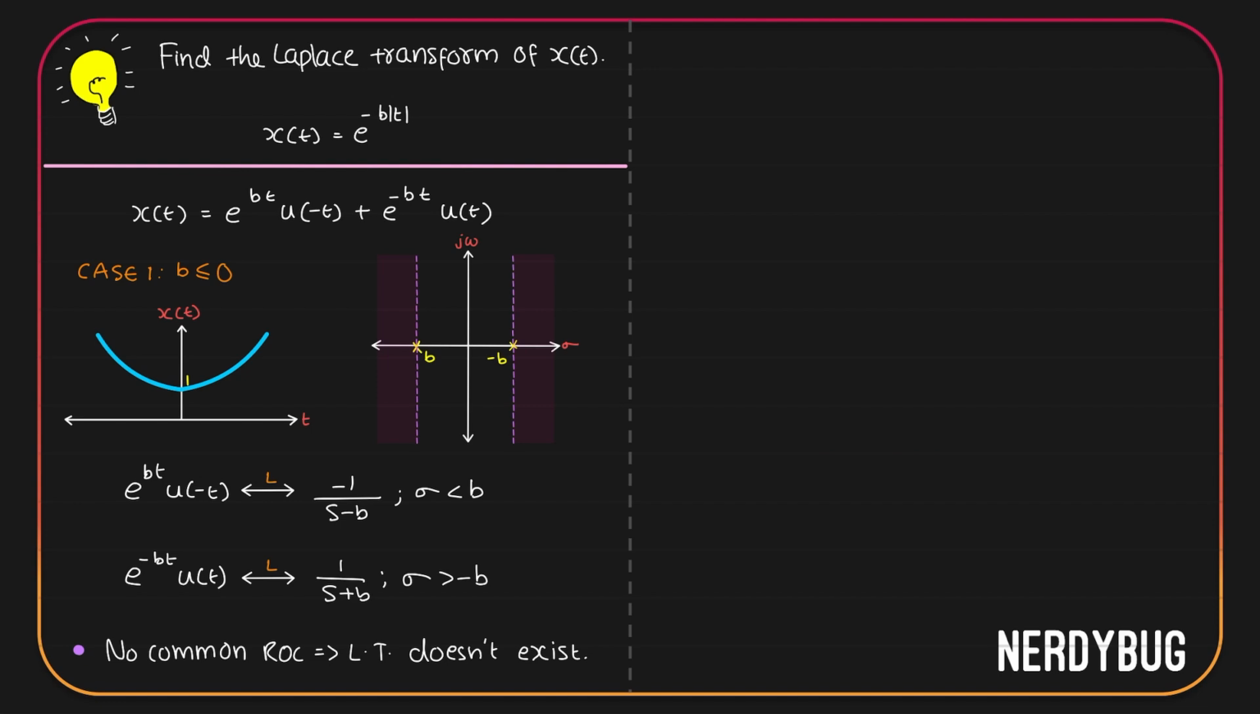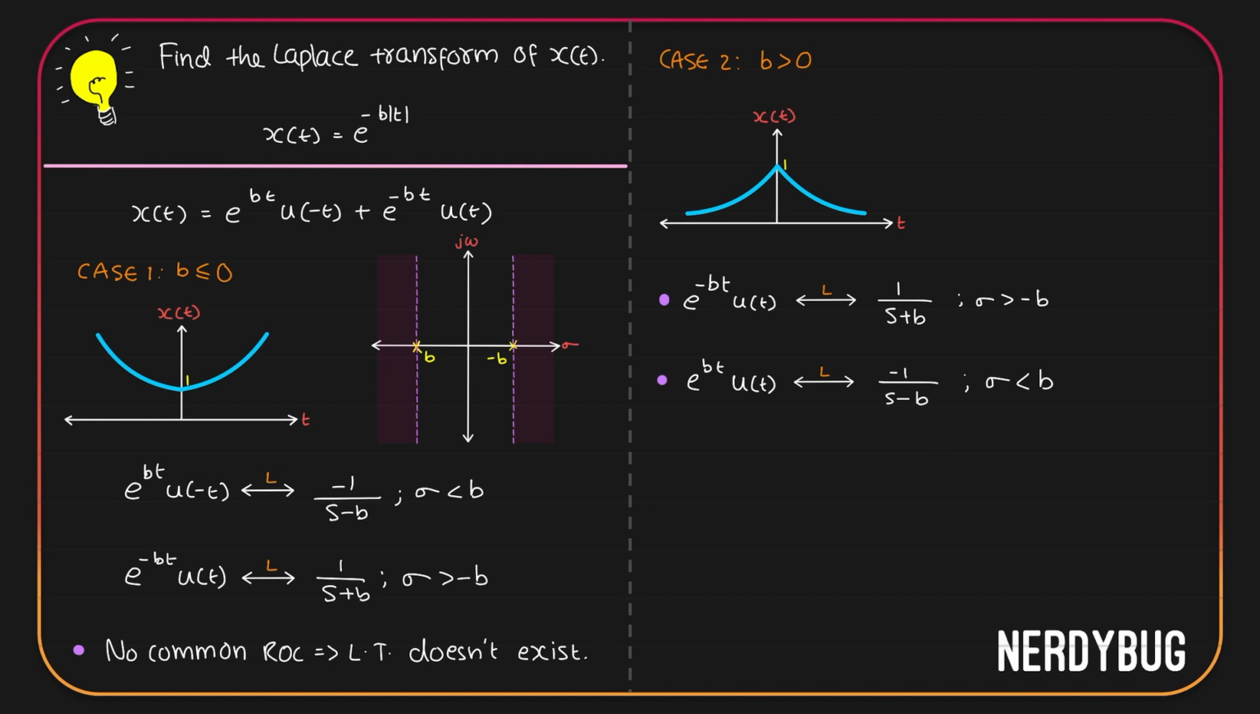Let us now take the second case, case 2, where b is positive, it is greater than 0. Then x(t) will look like this. Our function is literally the same x(t), so the Laplace transforms will also be the same. The only difference is b is positive in this case. So if we try to plot it on an S-plane, it will look like this. The first part will converge anywhere where sigma is greater than minus b. And the second part will converge anywhere where sigma is less than b. So they do have some common region, that is between minus b and plus b.